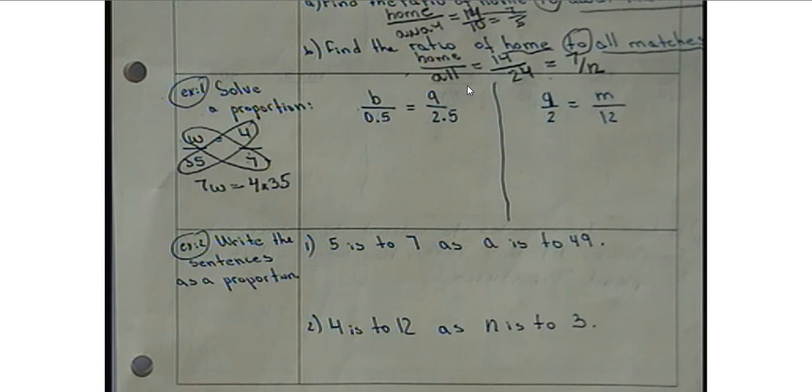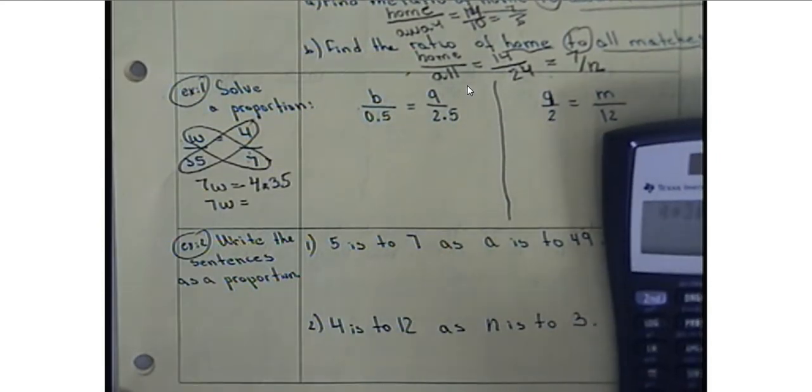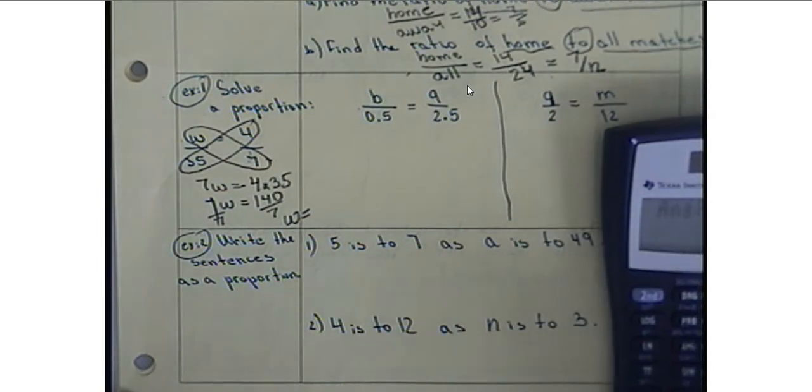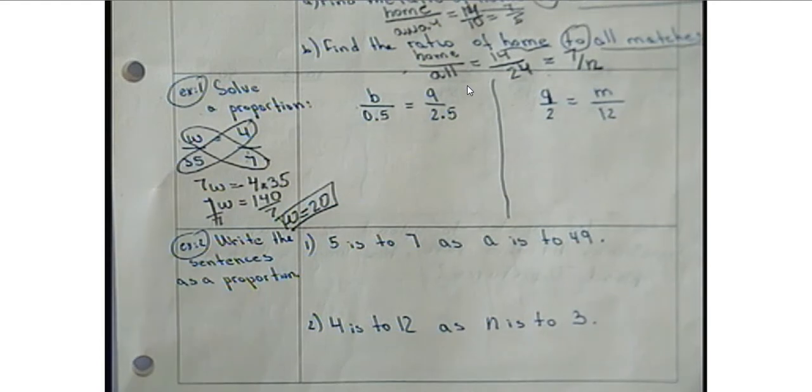And at this point, you will need a calculator to calculate the rest of the example, or solve the proportion, because it says solve it, so you're gonna keep working on the example. So 7W will be equal to, and I'm gonna type 4 times 35, that will be 140. And if we divide by 7 both sides, then W will be equal to 7 divided by 7, W is 20. So 20 will be the answer for this example.